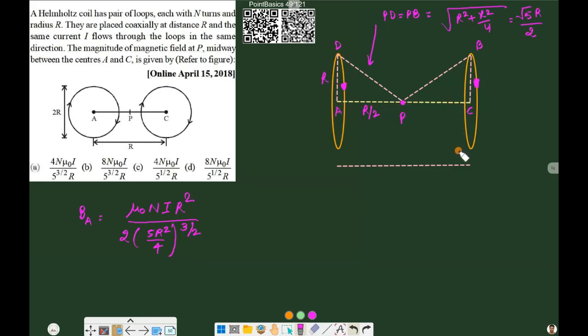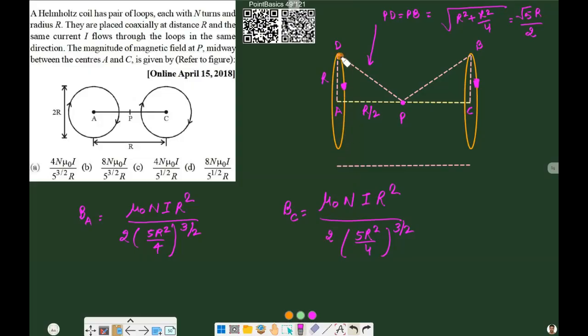Similarly, due to this coil there will be a magnetic field at point P, and its value will be the same because both of these coils are identical: mu naught n I r square divided by 2 times 5r square by 4 to the power 3 by 2. Now the important thing is to find the direction of the fields, and whether they will add, subtract, or be at some angle to each other.